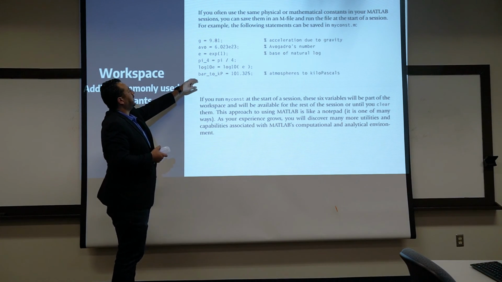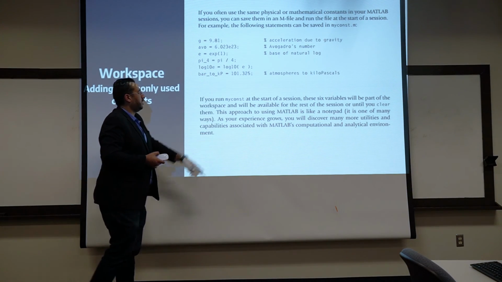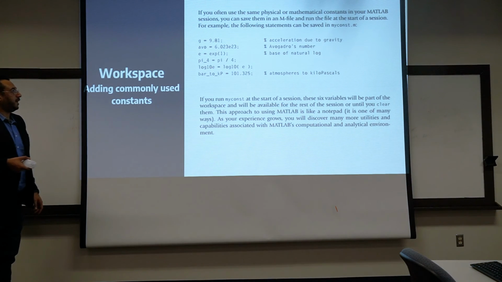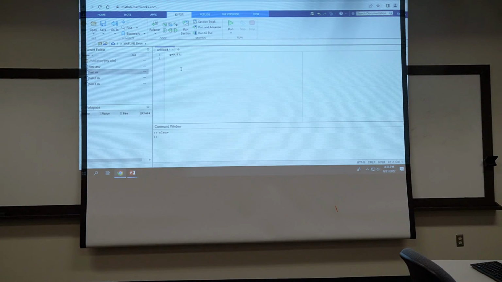Now let's write those in the editor. Go to the editor and write those, not in the command line, and save it as constants. Avogadro number equals 6.02 times 10 to the power 23. Then you have e equal the exponential of 1. And you have pi underscore 4 equals pi divided by 4. So we got these.